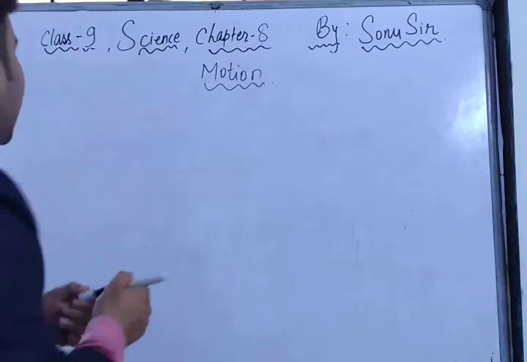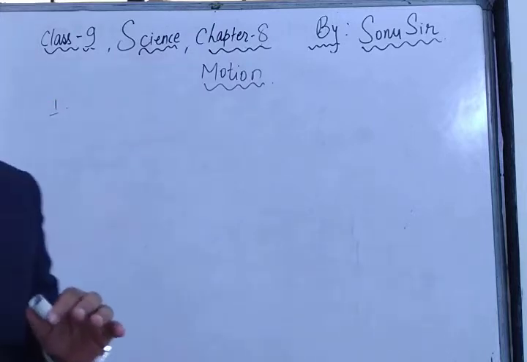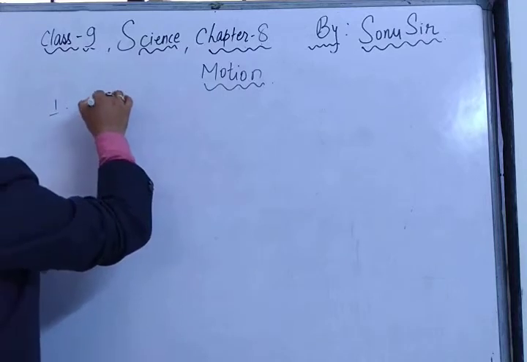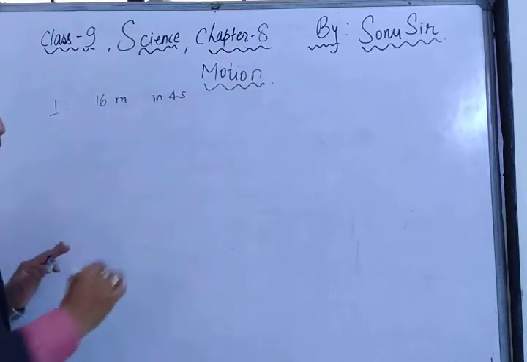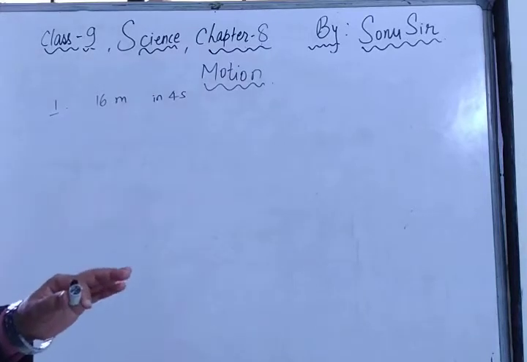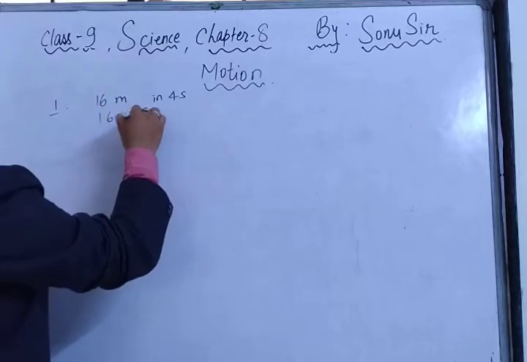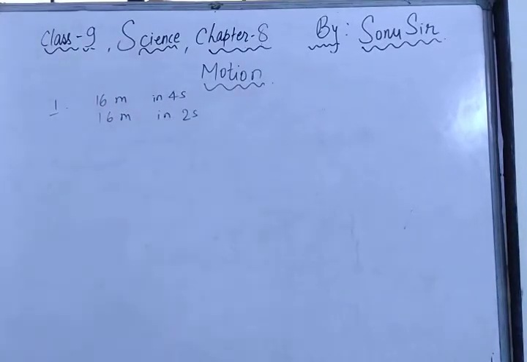So here that is exercise 8.1. The first question was that an object travels 16 meter in 4 seconds, and another 16 meter in 2 seconds. So what you have to calculate? You have to calculate average speed, right?